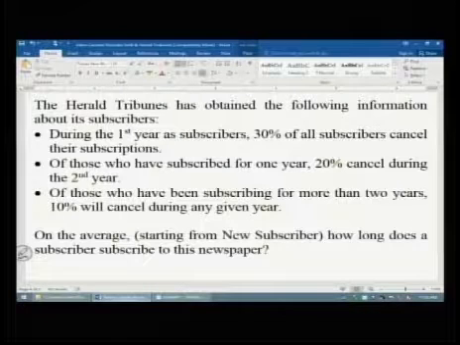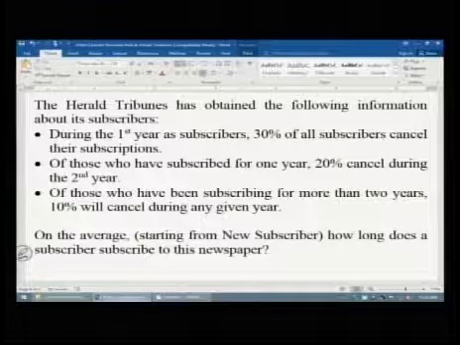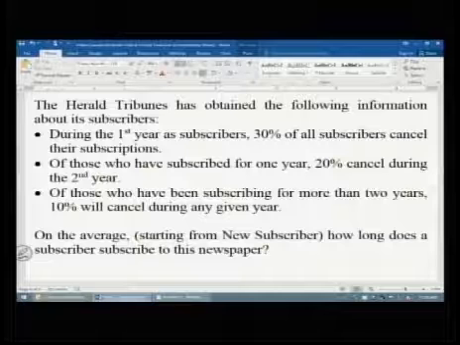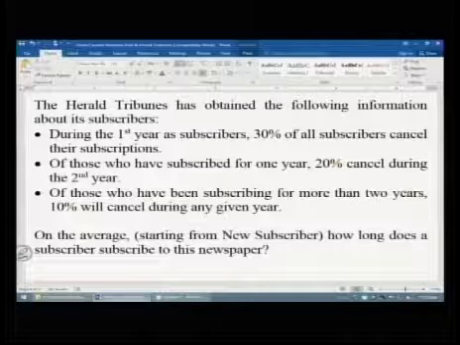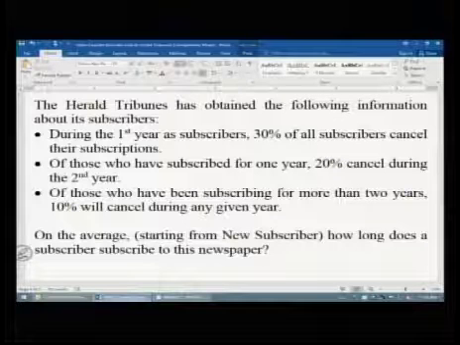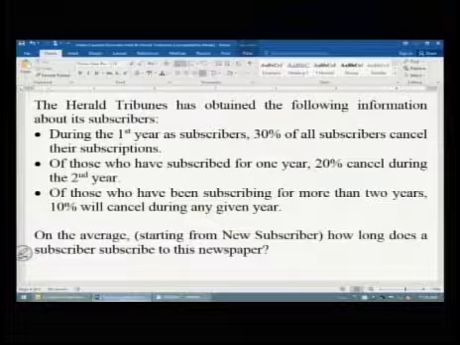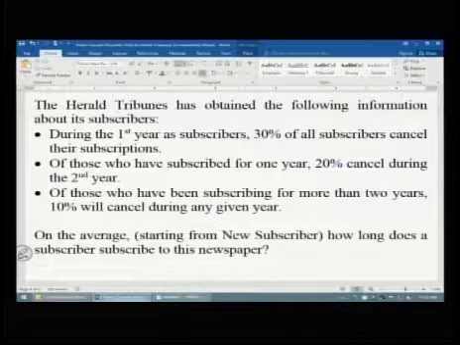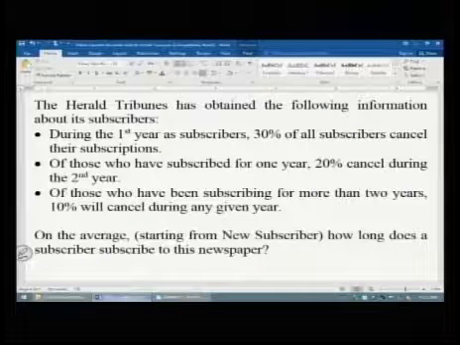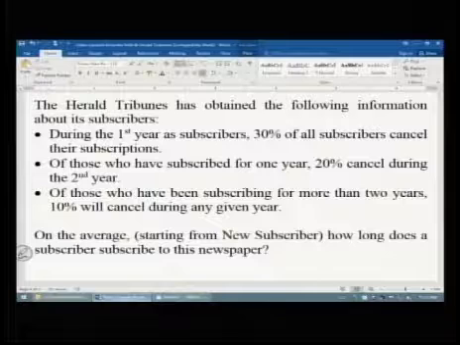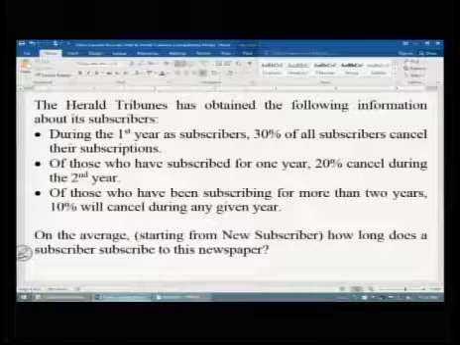So let's read the problem description first. The Herald Tribune has obtained the following information about its subscribers. During the first year as subscribers, 30% of all subscribers cancel their subscription. Of those who have subscribed for 1 year, 20% cancel during the second year. Of those who have been subscribing for more than 2 years, 10% will cancel during any given year. On the average, starting from a new subscriber, how long does a subscriber subscribe to this newspaper?